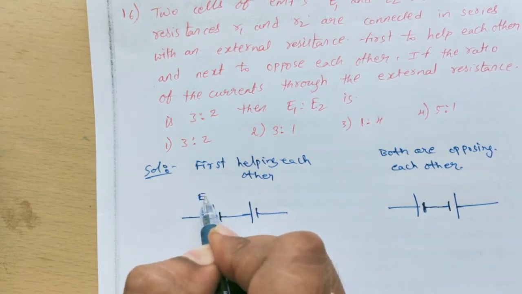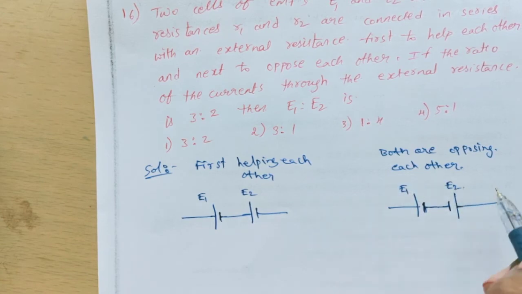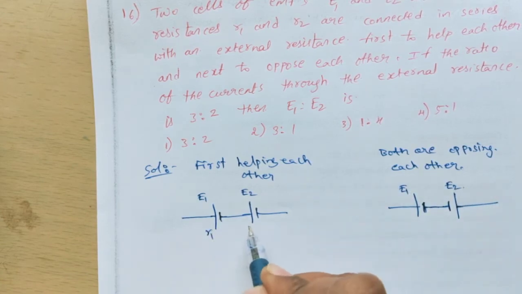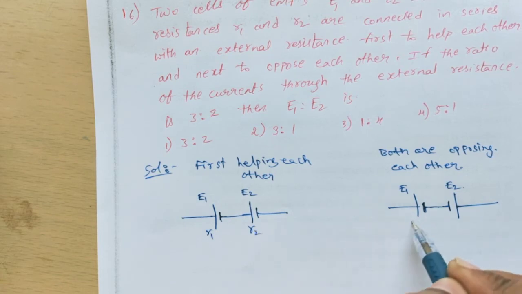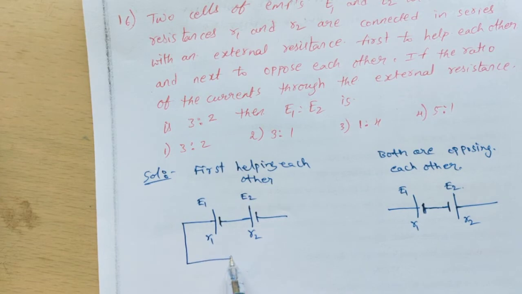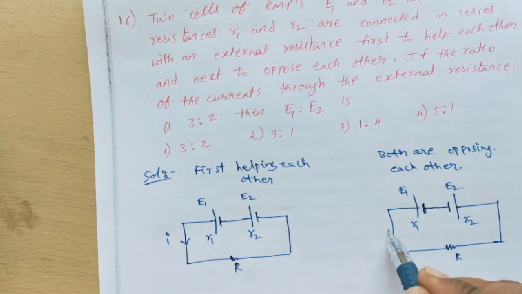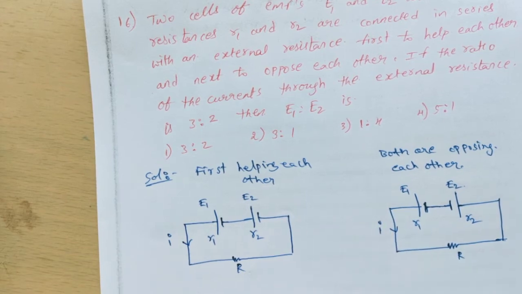Here this is E1 and this one is E2. Here internal resistance R1, here internal resistance R2, here R1, here R2. So see students, here we are introducing some external resistance, that is R. Here also I am introducing one more external resistance R. In this condition some current I will flow here, and in this situation current I flows here.